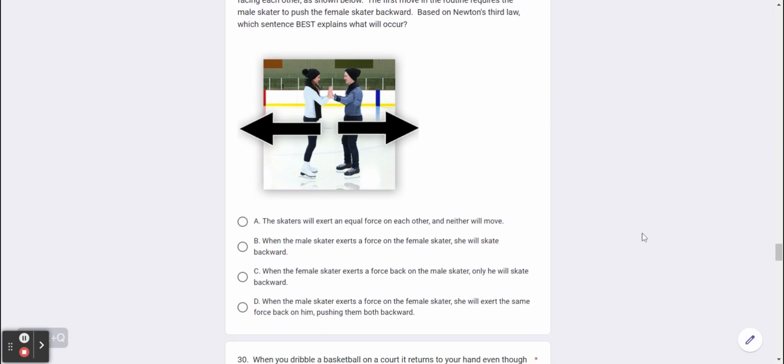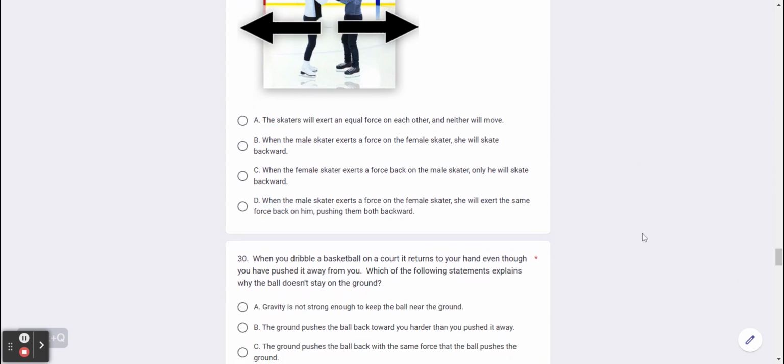A, the skaters will exert equal force on each other and neither will move. B, when the male skater exerts a force on the female skater, she will skate backwards. C, when the female skater exerts a force back on the male skater, only he will skate backwards. D, when the male skater exerts a force on the female skater, she will exert the same force back on him, pushing them both backwards.